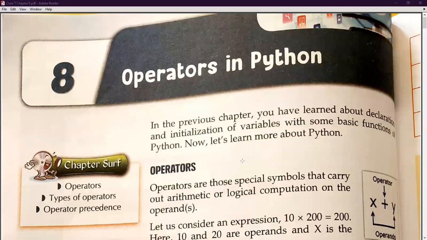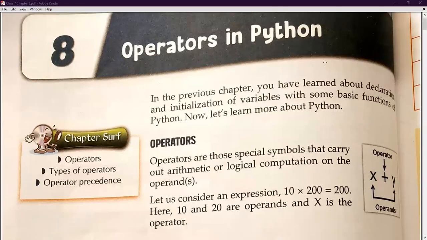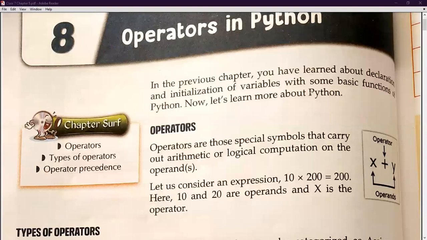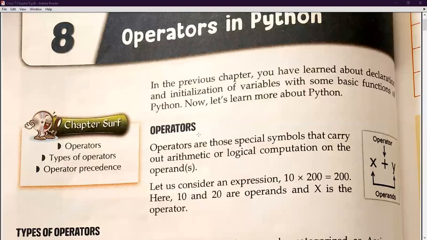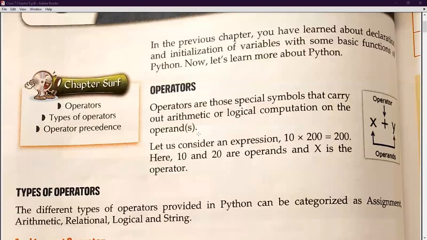Okay, so let's start. In the previous chapter, you learned about the declaration and initialization of variables with some basic functions of Python. Now let's learn more about Python. Here we are going to start operators, students. Operators are used whenever we apply any kind of mathematical symbol or perform any kind of mathematical calculation. Let's take an example.